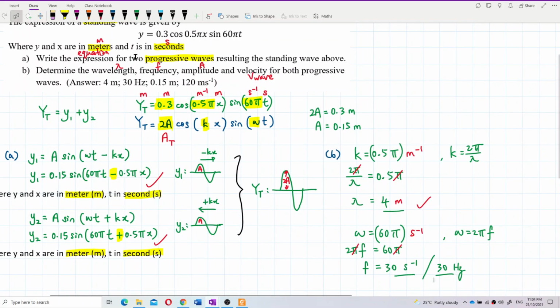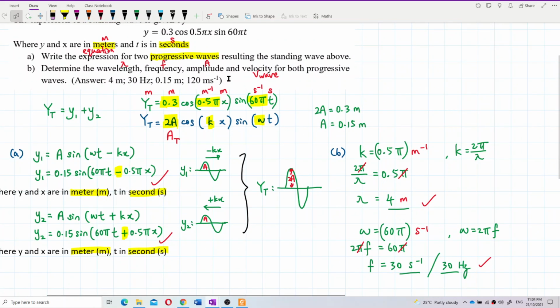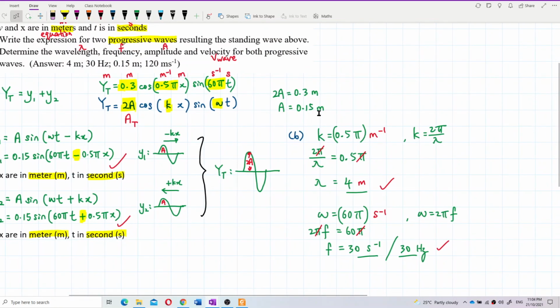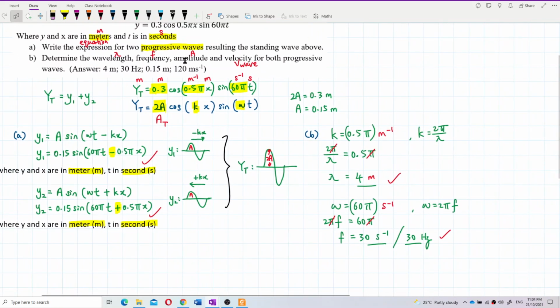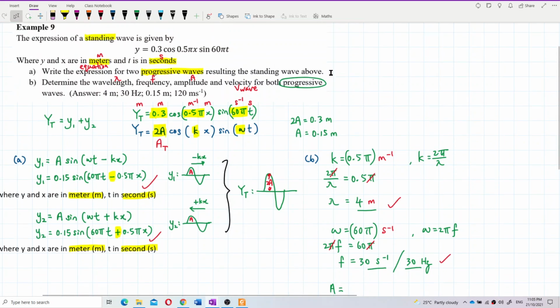So is the answer correct? 30 hertz. Yes, 30 hertz is correct. Okay, so now we want to find the amplitude. What's the amplitude? Our amplitude is equal to amplitude for what? For progressive wave. Amplitude for progressive wave means a smaller wave, not the big wave.